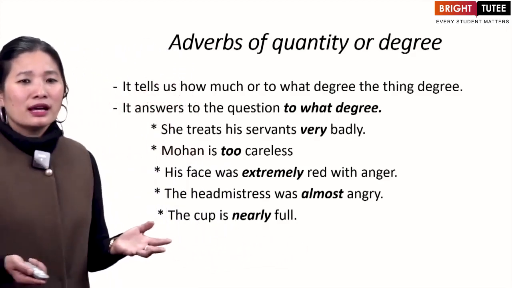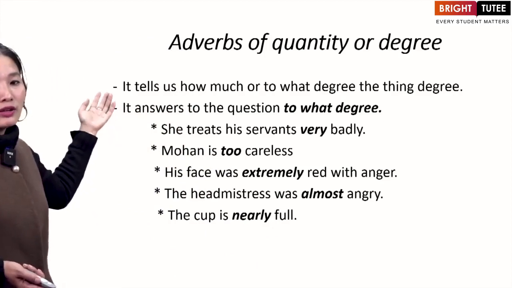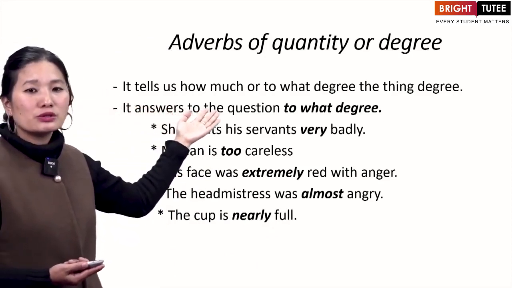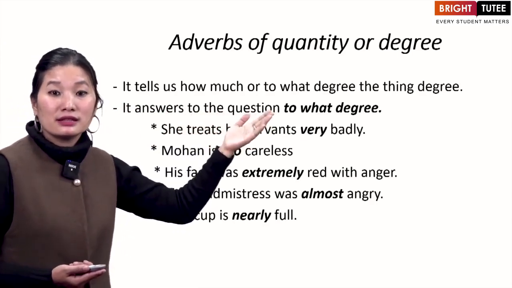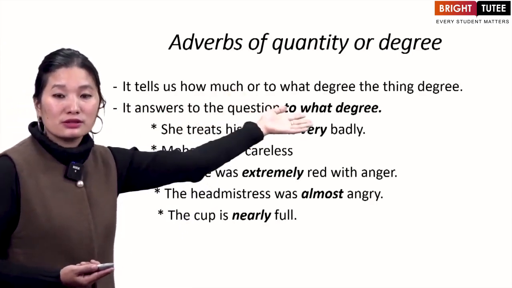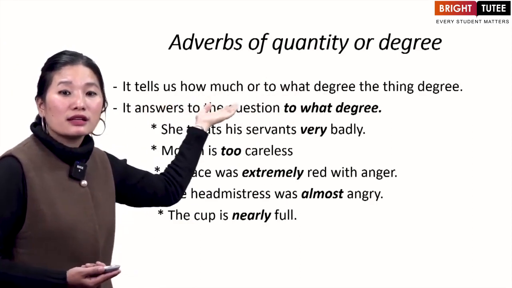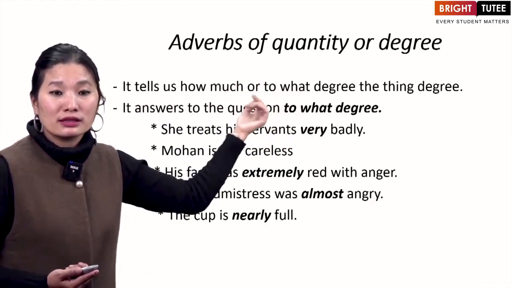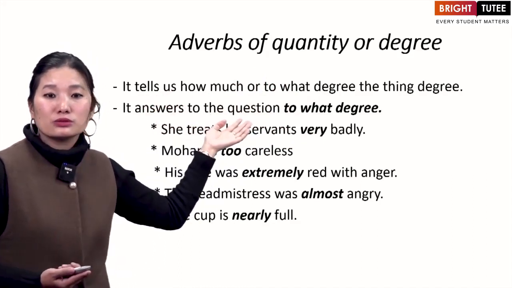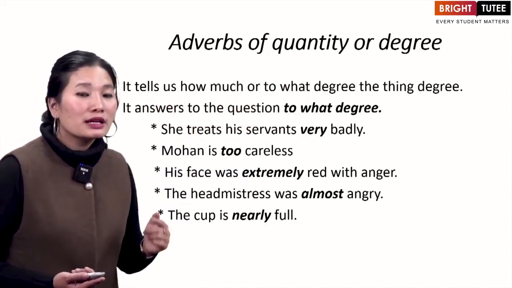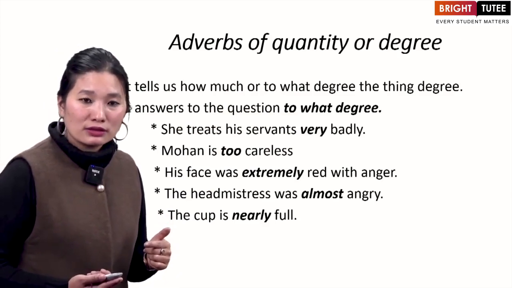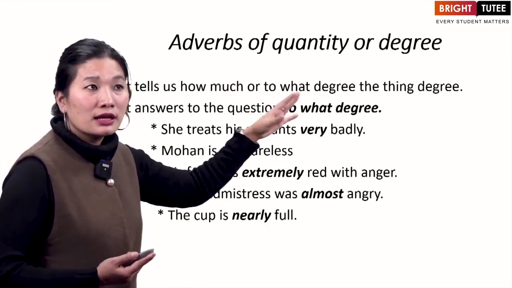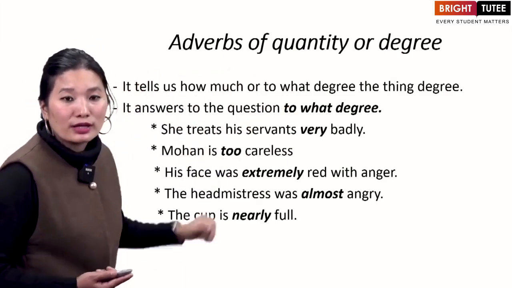Okay. Let us read the definition of adverb of quantity or degree. It tells us how much or to what degree the thing is. I've just written degree, but you can ignore that. It tells us how much, or to what extent, or to what degree the thing is. It answers the question, to what degree. I'm sure you understood that. Let us see the examples for us to understand it better.